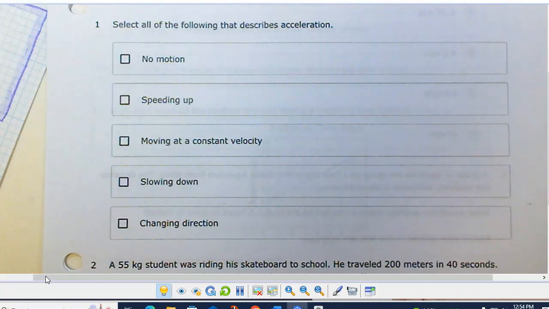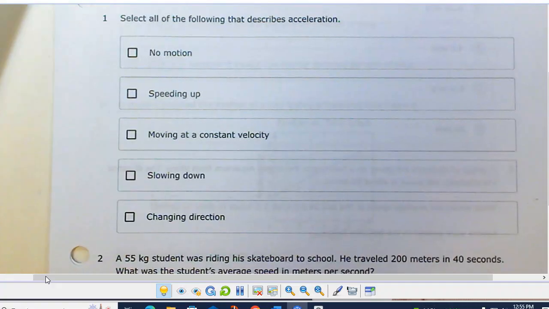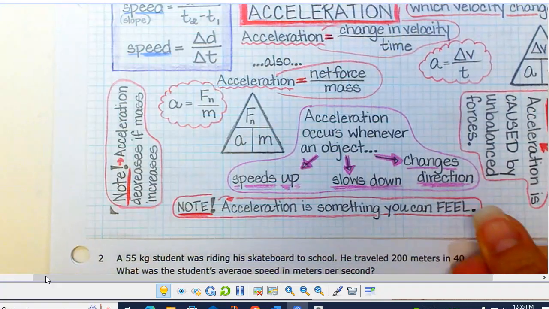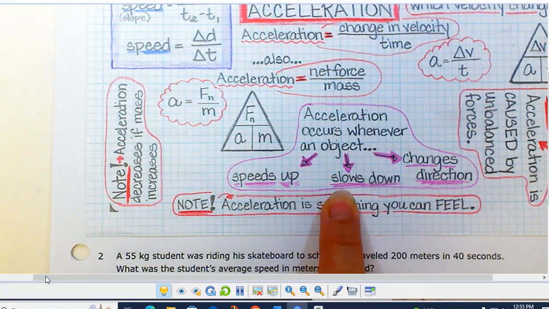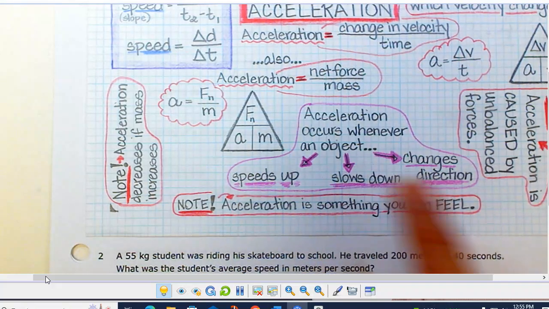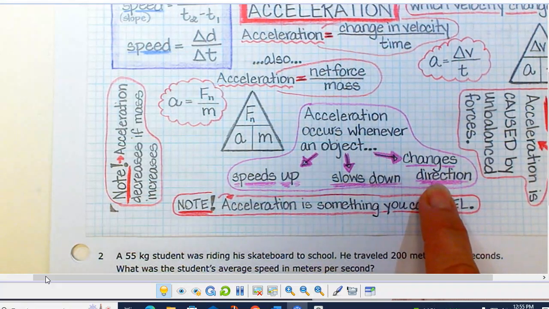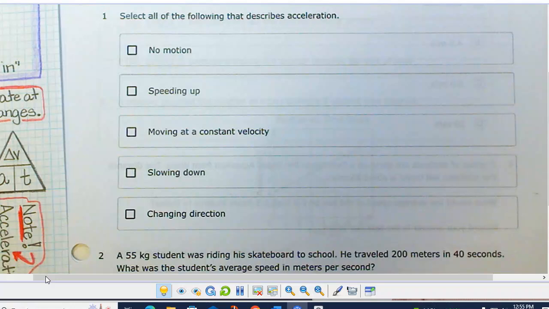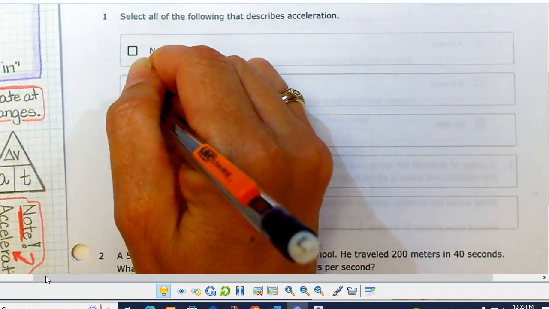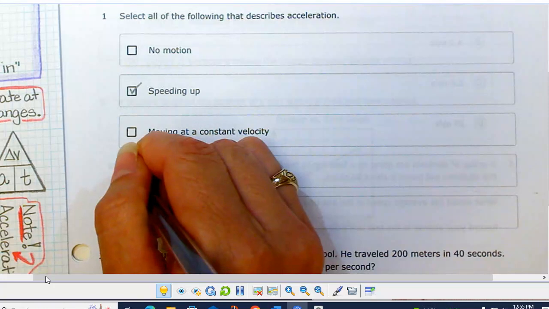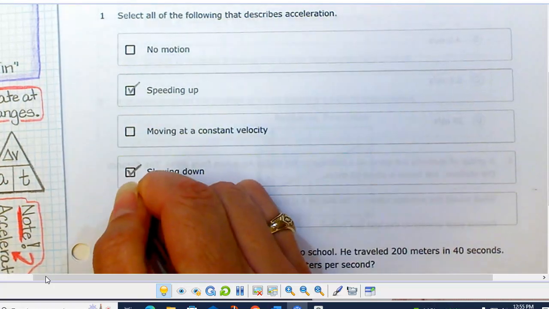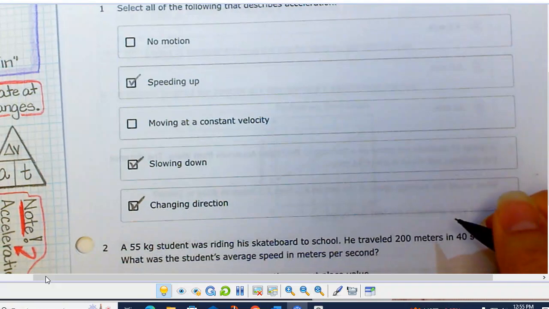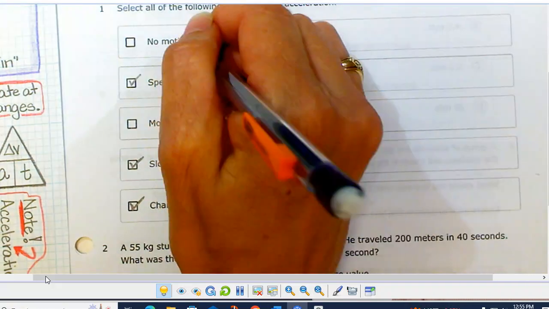So let's get started. Number 1 says to select all of the following that describes acceleration. All right, well, your copy of this paper is blue. But I'm going to remind you, acceleration occurs whenever an object speeds up, slows down, or changes direction. Okay? So I look. There's one of them, speeding up, slowing down, changing direction. Those three. Okay? No motion.